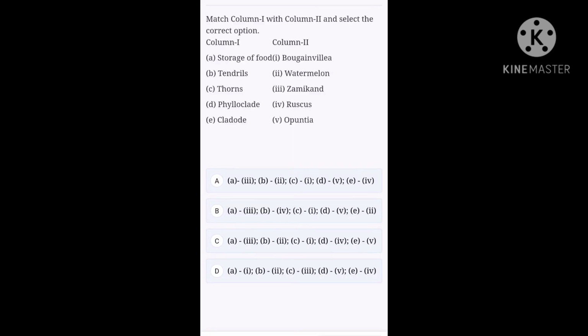Next question. Match column 1 with column 2 and select the correct options. Here I will give the answer straight away. Option A, storage of food, goes with salmon can, and option B, tendrils, goes with watermelon. C, thorns, goes with bougainvillea. Option D, phylloclade, goes with opuntia. Option E, cladode, goes with ruscus. So option A is the right one to match all these columns.